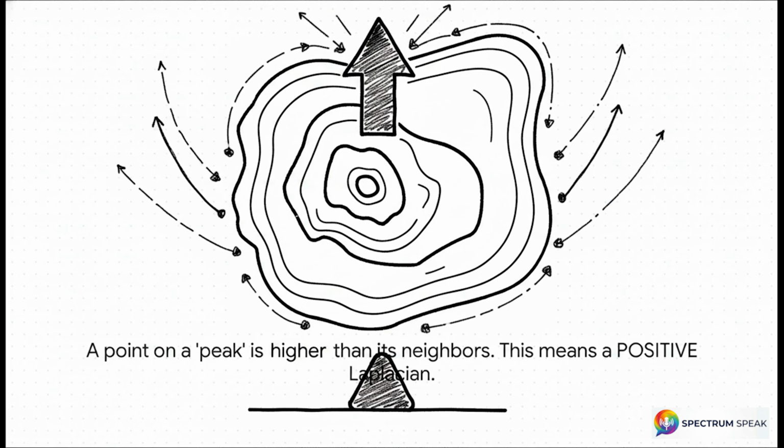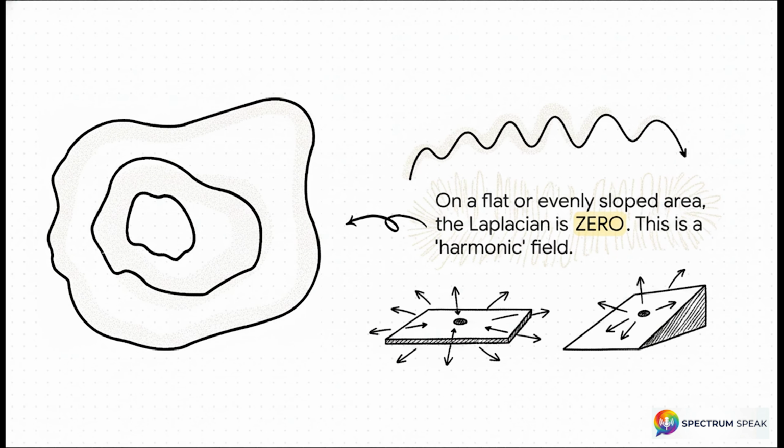And as you've probably guessed, the opposite is true. A point at the very top of a peak is higher than the average height of its neighbors. It's a source. And this perfectly illustrates a positive Laplacian. It's literally just a measure of how much that one point pokes out from its local neighborhood. So what about a point on a perfectly flat section, or on a perfectly smooth, even slope, like the side of a ramp?